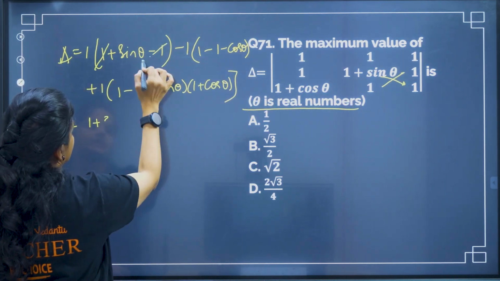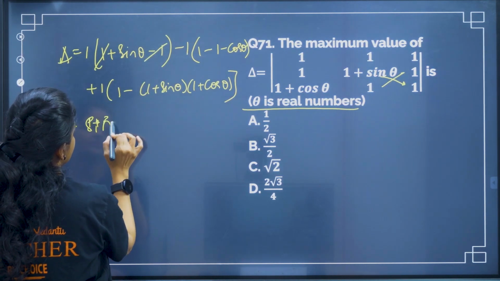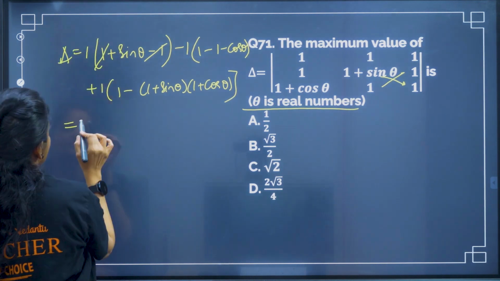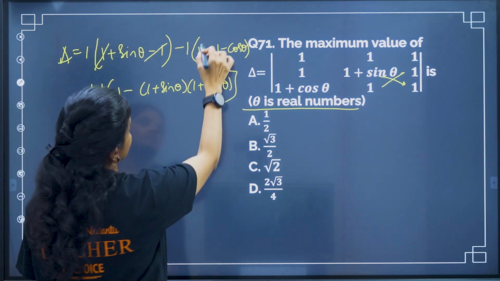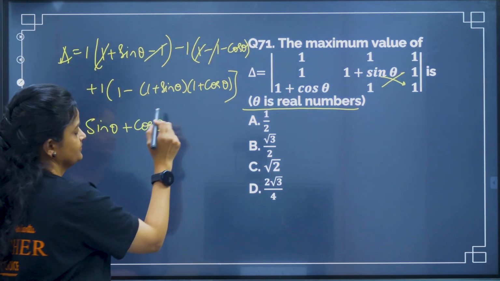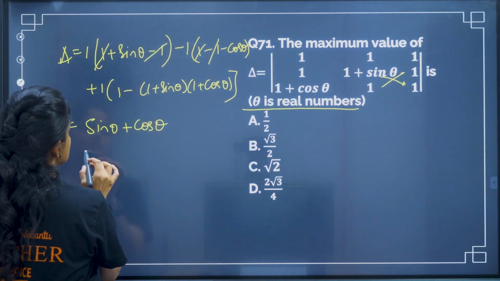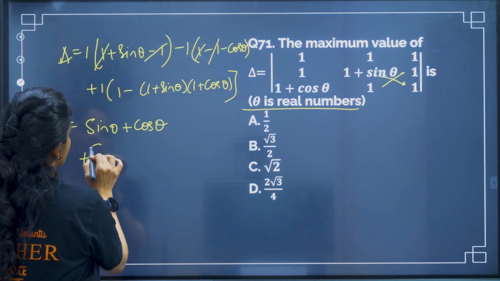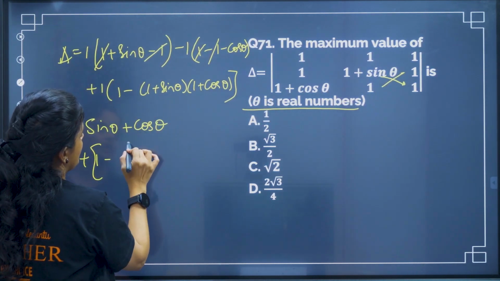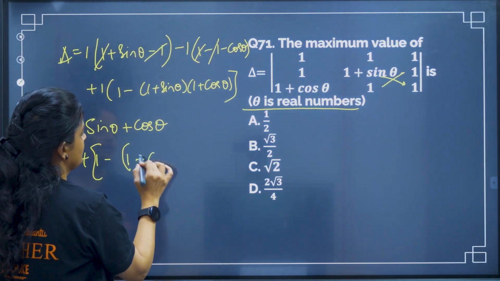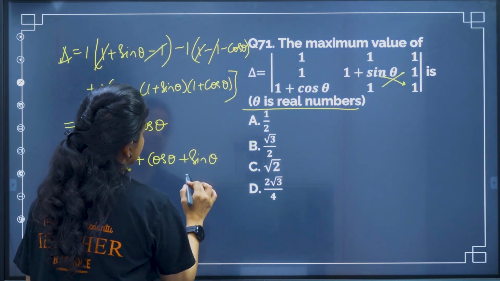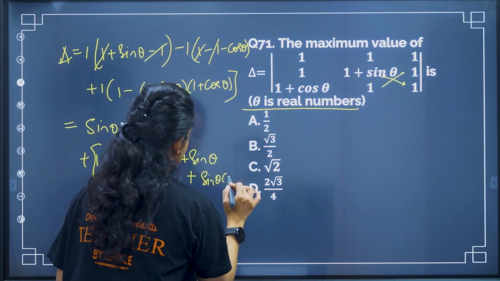1 plus sine theta, 1 will get cancelled. I have only sine theta left, isn't it? Here 1 and minus 1 will get cancelled. I have plus cos theta left. Then simplify these two further. 1 minus, so I have taken the bracket. So plus cos theta plus sine theta and plus sine theta cos theta.